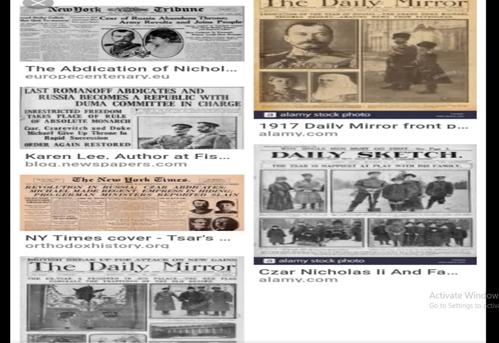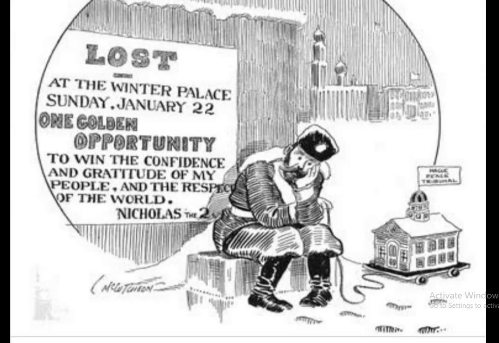We can see some of the newspaper cuttings during the Russian Revolution in 1917. It's a pity to see Tsar Nicholas II, because he lost his golden opportunity.